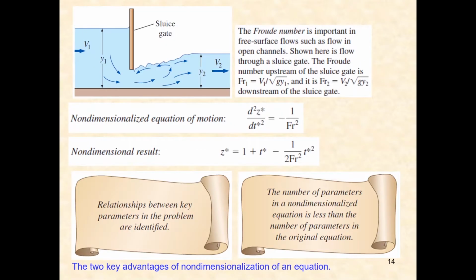Okay, so the Froude number is important in free surface flows, such as flow in open channels, rivers, or oceans. Shown here is the flow under a sluice gate. The Froude number upstream of the sluice gate is Fr1, and here is Fr2 downstream of this sluice gate. So this non-dimensional equation of motion is represented by this. So the non-dimensional results, we can change all of the equations.